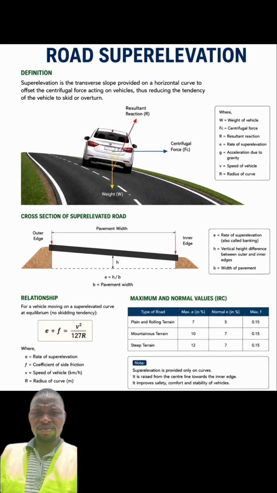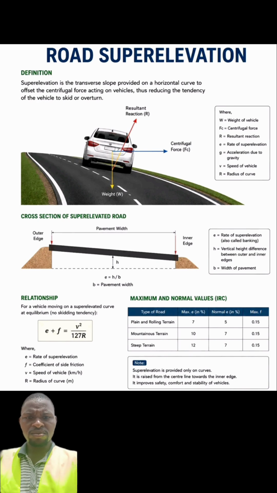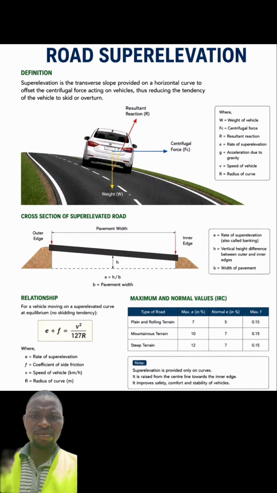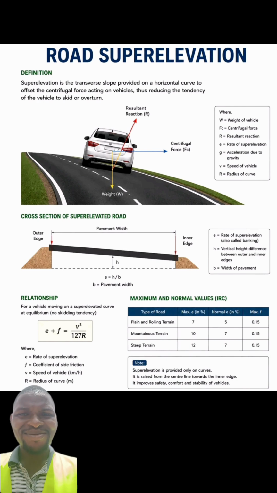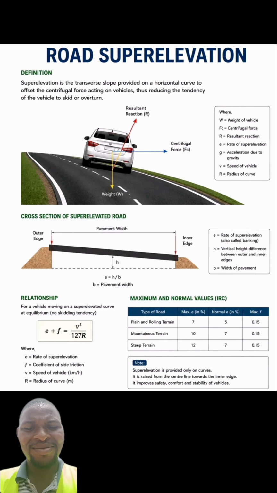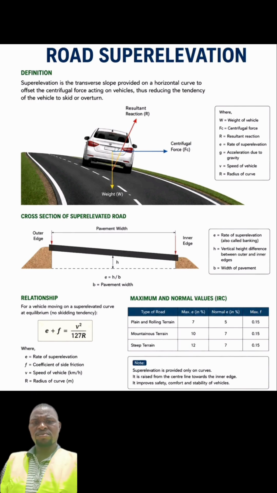You understand? So our super elevation is going to be e equals h, that is the vertical height between the inner and the outer edge, over b, that is the pavement width. Then we have to use this relationship.